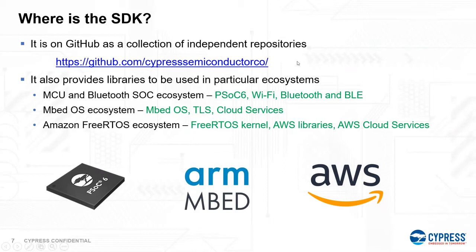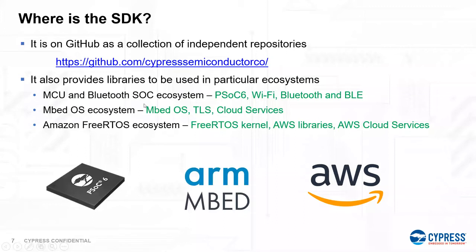And based on the ecosystem that you want to target, you can download any one of those libraries. So let's say you want to target the MCU and Bluetooth SoC ecosystem. This basically means that you want to develop an application for targeting PSOC 6 devices, and probably use Bluetooth, Wi-Fi, and BLE. And you will just download the libraries which are part of this ecosystem.